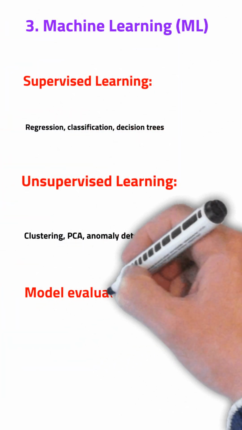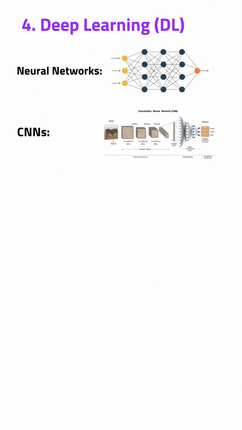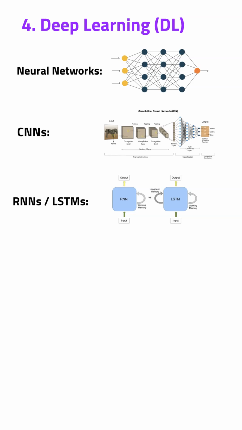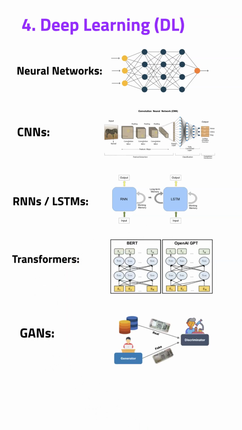The third one is machine learning. We should learn supervised learning, unsupervised learning, and model evaluation. Fourth one is deep learning, which includes neural networks, CNN for images, RNN, LSTM for sequences and text, transformers like modern NLP models like BERT, GPT, and GAN for generative models.